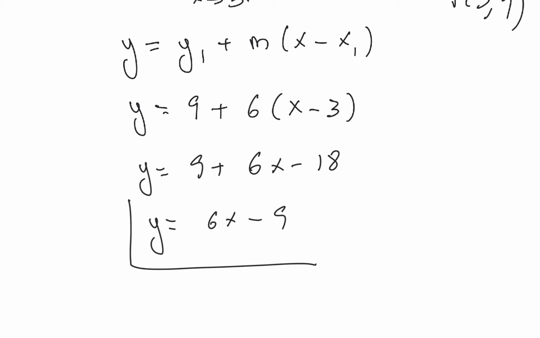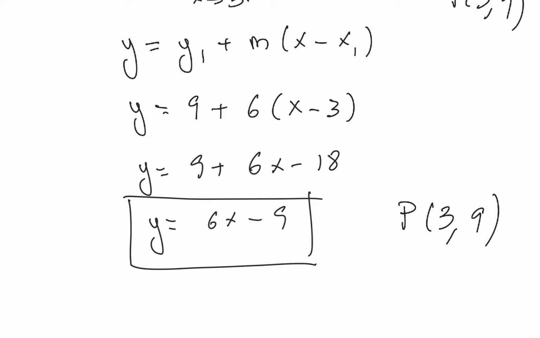So this is the equation of the rectilinear line that passes through the point P and is tangent to the curve y equals x squared. It touches the curve only once. The point P is the point 3, 9. Okay, let's do another problem.